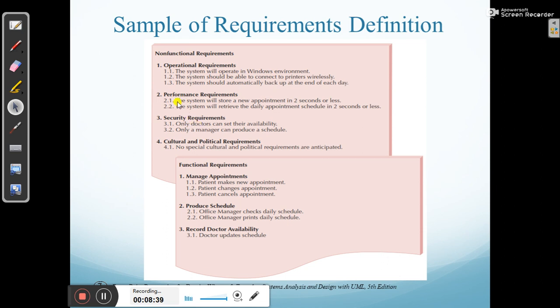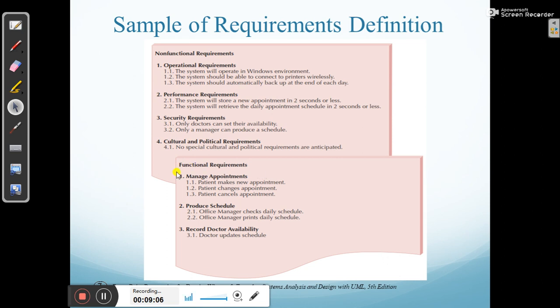Or maybe the system will store a new appointment in 2 seconds or less, or the system will retrieve the daily appointment schedule in 2 seconds or less. Those are related to performance, but these are just a few examples. There might be other examples with respect to different types of systems also. So these are types of non-functional requirements, and these need to be studied before developing the system.